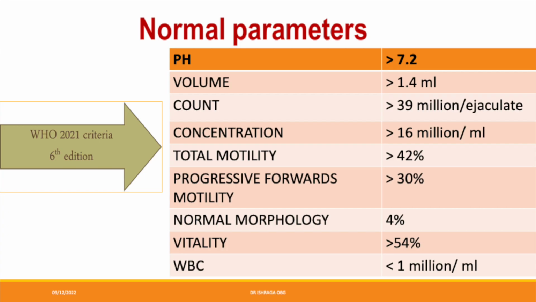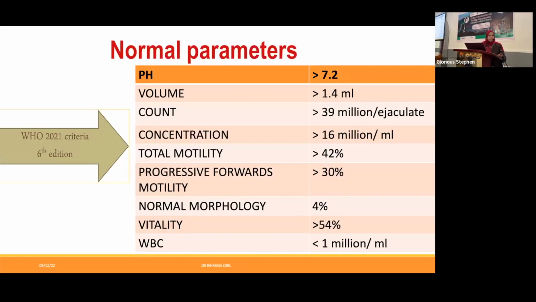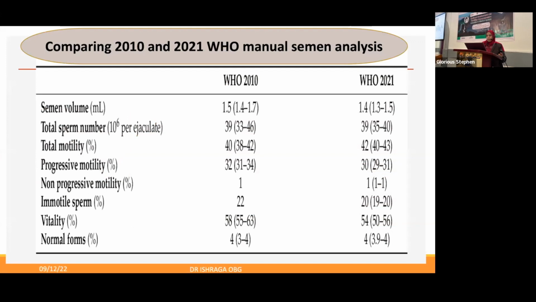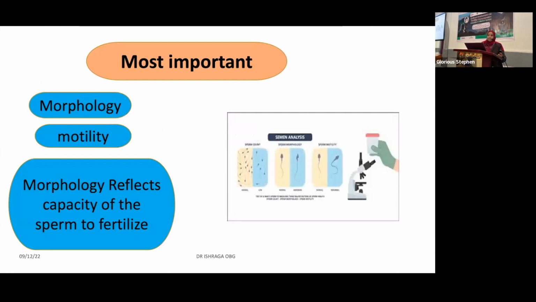These are the normal parameters, and this is the recent WHO 2021 criteria, 6th edition. If we compare with 2010, there is only a slight difference in the volume and the motility. The most important semen parameters are morphology and motility. Morphology reflects the capacity of the sperm to fertilize the egg.